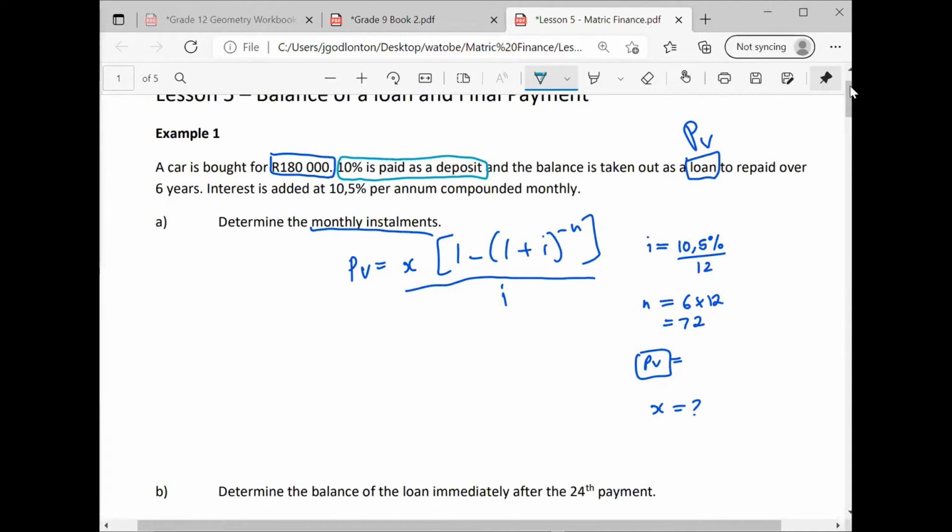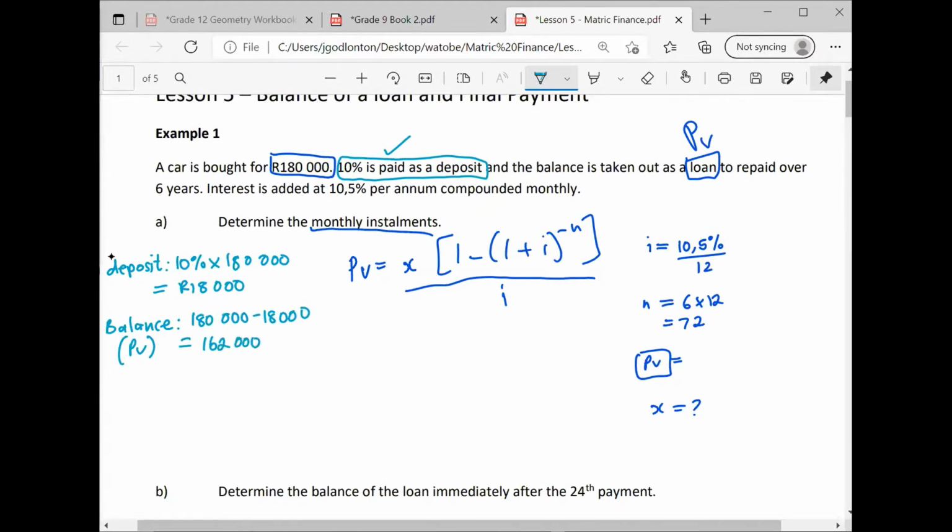Okay, so the next little thing we're going to think about is how do we work out that present value? We need to take into account that I've taken off 10% as my deposit. So my deposit was 10% of 180,000, which is 18,000 Rand. And so my balance, that's what I still have to pay off, that's my present value, is going to be my 180,000 minus the 18,000, which gives me 162,000.